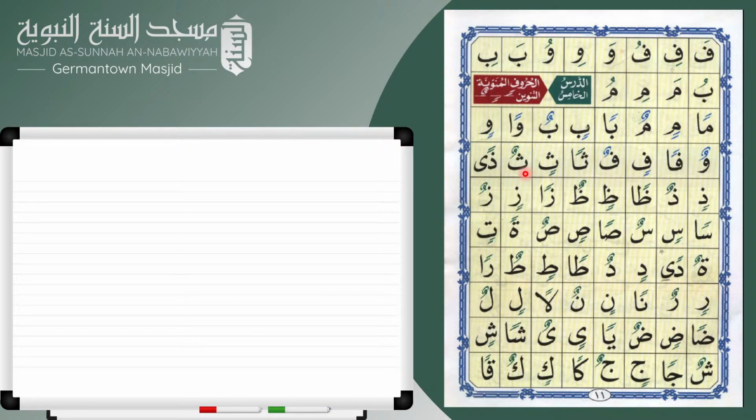Dhal fathatain dhan. Where does the dhal come from? Same makhraj as the tha, between the top and bottom teeth. Is that clear? Dhal kasratain dhin. Dhan, dhin. What's the difference between thin and dhin? Than, dhan. Then, thin.